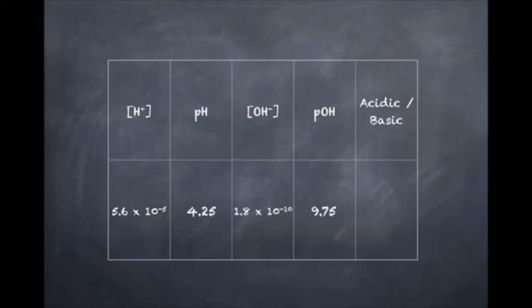Now, the last thing this is asking you is, is this acidic or is it basic? Well, the way that I do it, I look at my pH, and I remember if my pH is less than 7, it's going to be acidic. If it's greater than 7, then it's going to be basic. So since your pH is 4.25, my solution is acidic.